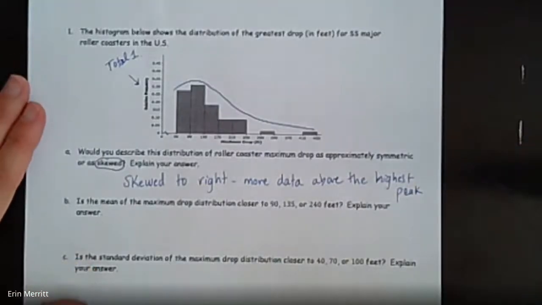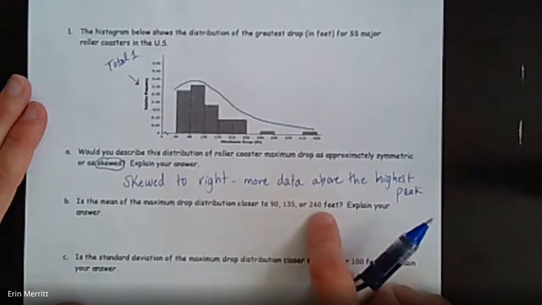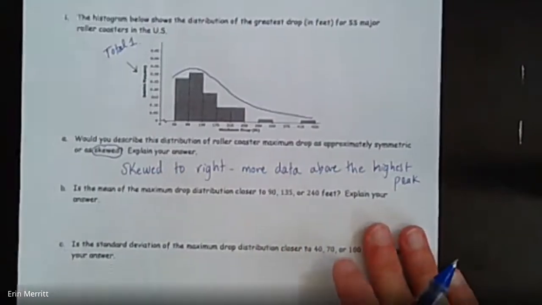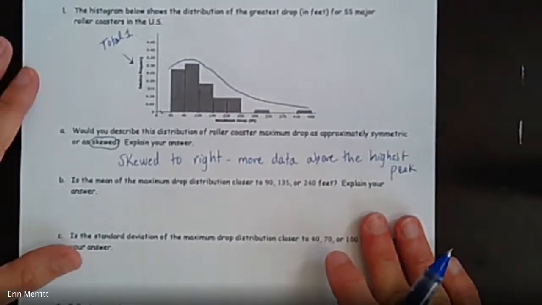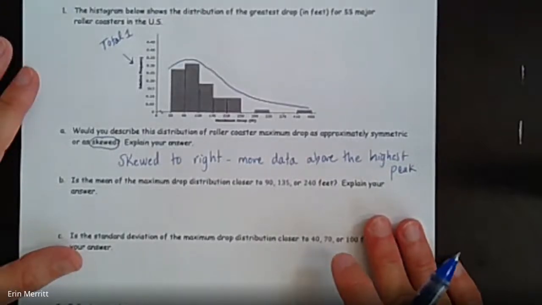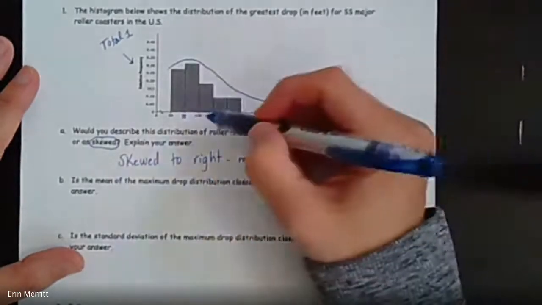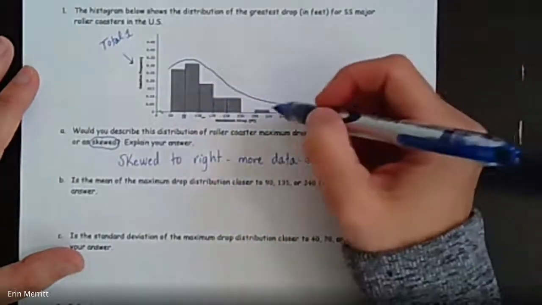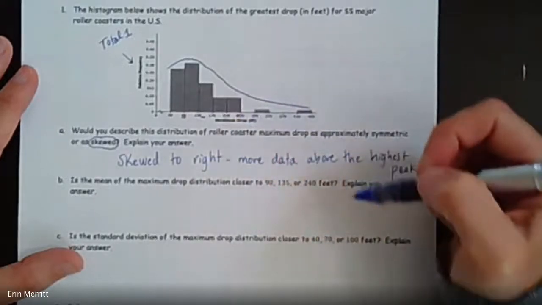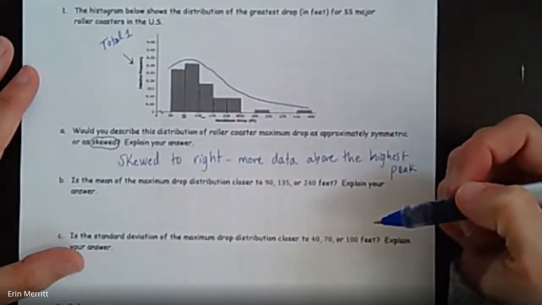All right, is the mean of the maximum drop distribution closer to 90, 130, or 240? In this case, without actually calculating it, you just want to look and say, okay, where does it look like the middle is? We're just eyeballing it. So 90 is right here, 135 would be here-ish, 240 would be up here. You're looking for the one closest to the middle.